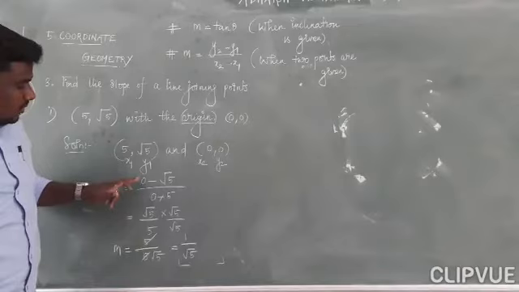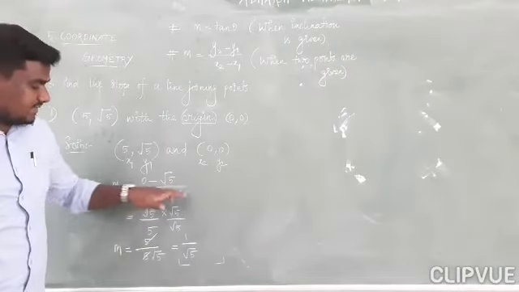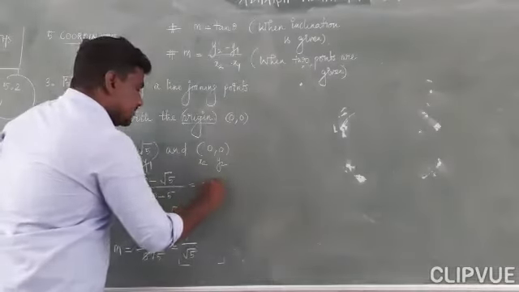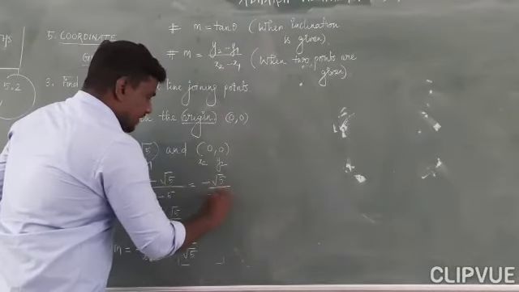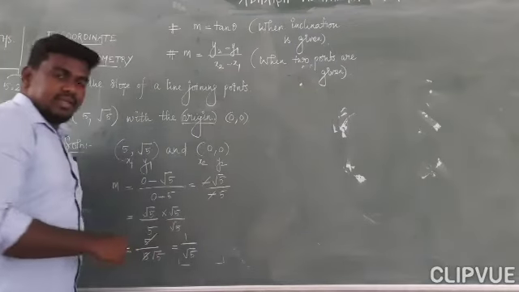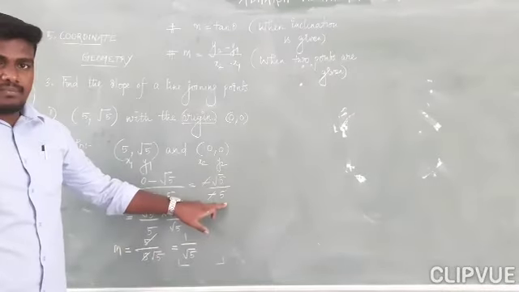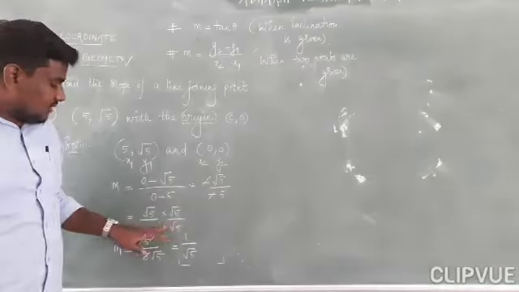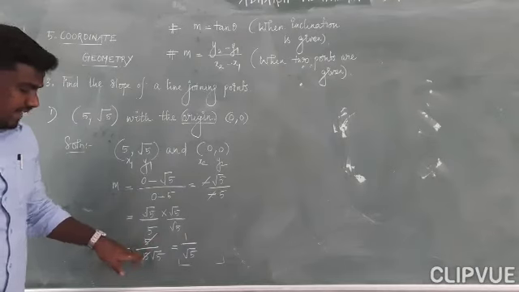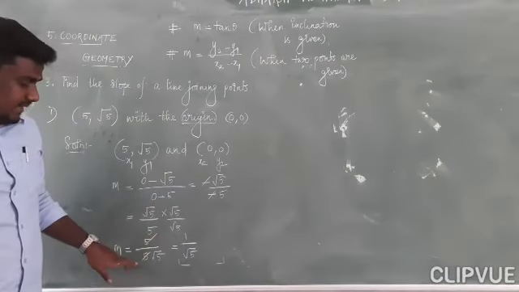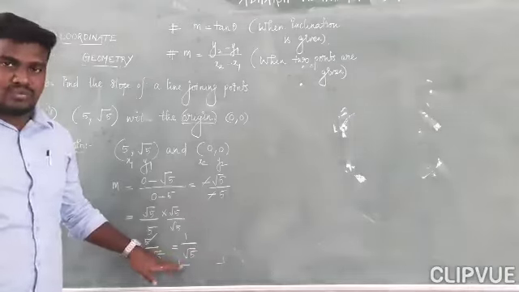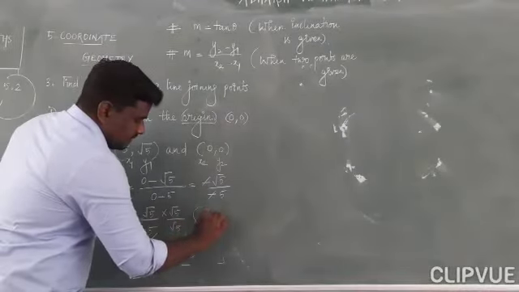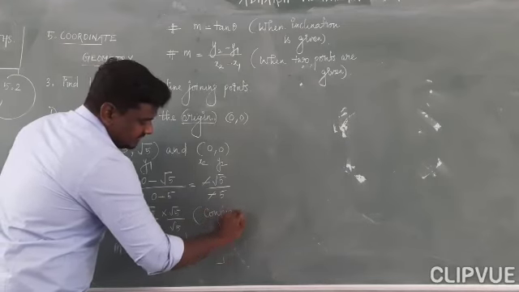Using m is equal to y2 minus y1 by x2 minus x1, here 0 is there, so we consider minus root 5 divided by minus 5. This will be cancelled, so root 5 by 5. If you multiply and divide by root 5, you can get the result 5 divided by 5 root 5. So 5 will be cancelled, and we will get 1 by root 5. See, actually here I did the conjugate method.